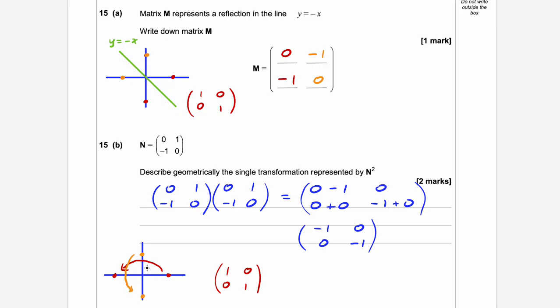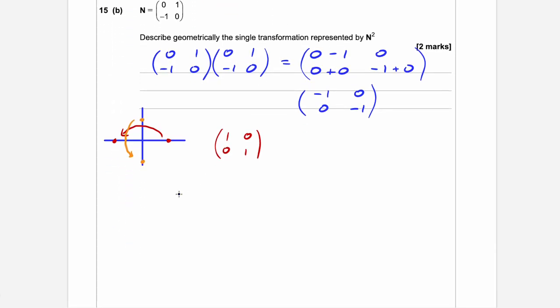Now you could say, is it not a reflection because he's just gone over there? Well, it's not, because if it was a reflection, he wouldn't have gone down there. So he's reflected in the y-axis, and he's reflected in the x-axis, but you can't do that in one transformation. So it's a rotation of 180 degrees. Normally I'd say clockwise or anti-clockwise, but it's actually the same thing, so it doesn't matter. Rotation of 180 degrees, and you have to say about center (0, 0), or the origin. Okay, that's 15.